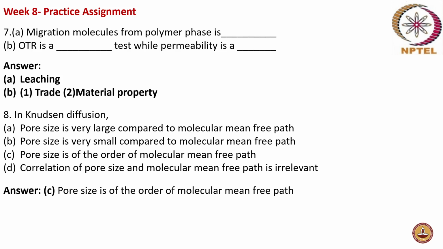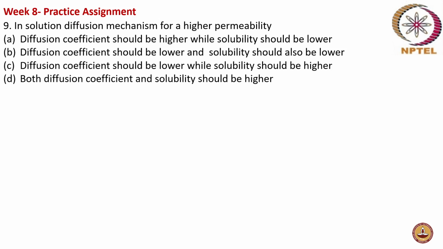Okay. Now let's proceed to the next question. In solution diffusion mechanism, in order to have a higher permeability, should the diffusion coefficient be higher and solubility be lower, or should the diffusion coefficient be lower and solubility also be lower, or should the diffusion coefficient be lower while solubility should be higher, or both diffusion coefficient and solubility should be higher? Which of these should be there in order to have a higher permeability in case of solution diffusion mechanism?